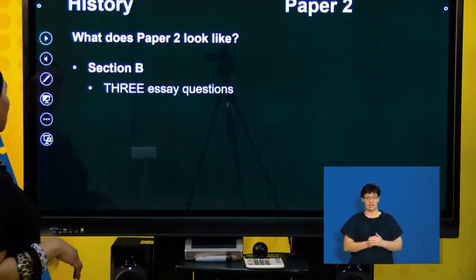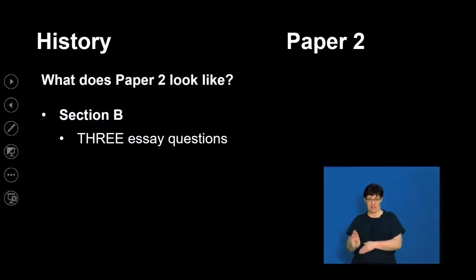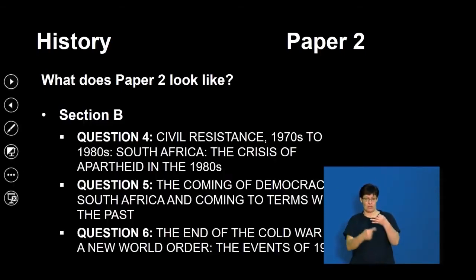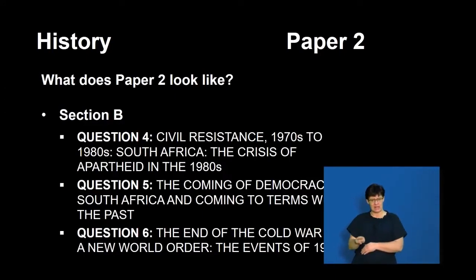Now let's go over to section B. Now section B consists of 3 essay questions. If you look at the questions in section B, they're very similar to your questions in section A. Civil resistance, 1970s to 1980s, South Africa. That is the crisis of apartheid in the 1980s. The coming of democracy to South Africa and coming to terms with the past, and then the end of the Cold War and a new world order, the events of 1989 to the present.